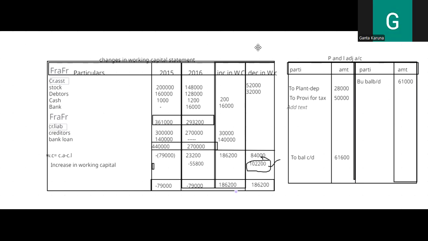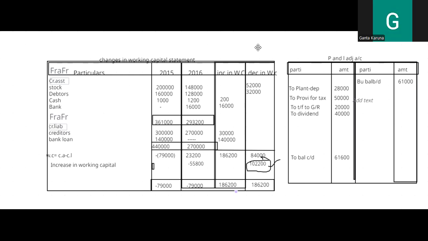So my balancing figure I'm getting on the credit side. Here I'm going to write as by funds from operations. How much did I get? 1,38,600. So this is the value which I have got.